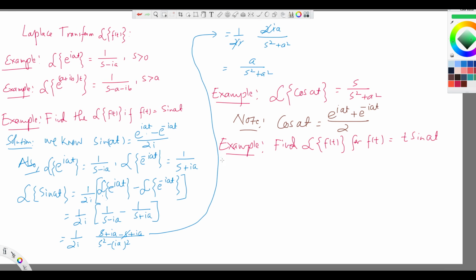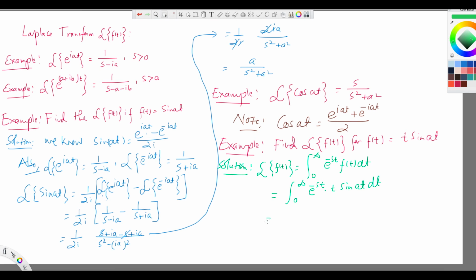Let me do it. So the solution is, you want to use the definition of the Laplace transform. So the Laplace transform of f of t equals the integral from 0 to infinity of e to the negative st and then f of t dt, right? That's what you get, right? So how do I simplify this? Let's plug in: 0 to infinity, e to the negative st, and then times t sine at dt. You see that?